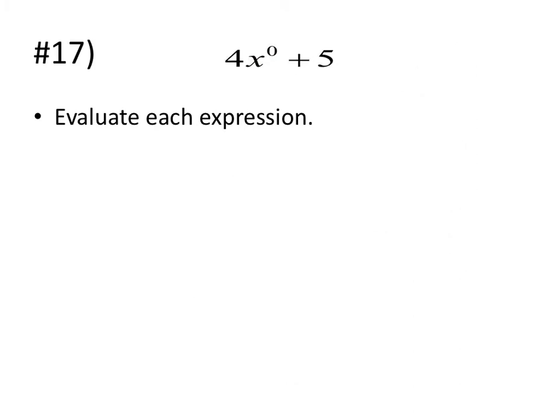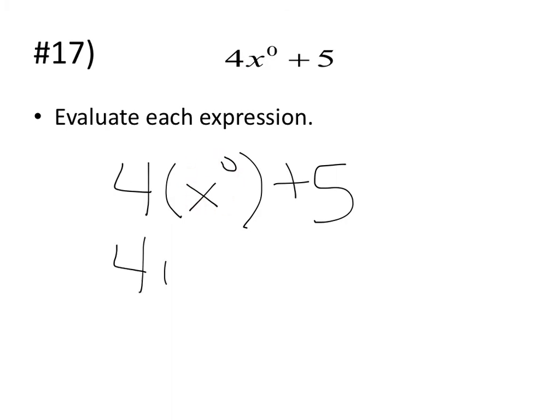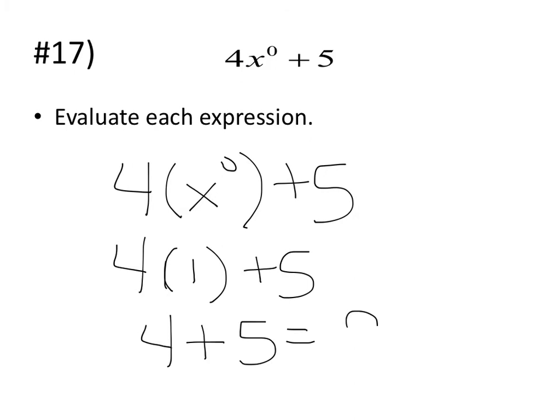All right, so let's break this down into pieces. What's being raised to the 0 power? Just x. So we have 4 times x to the 0 power plus 5. Now what's x to the 0 power? It's 1. So you have 4 times 1 plus 5. What's 4 times 1? It's 4. So 4 plus 5 is 9. So your answer to number 17 is 9. So be careful. Don't just go, oh, 4x to the 0 power, that's 1. No. Only x is being raised to the 0 power.